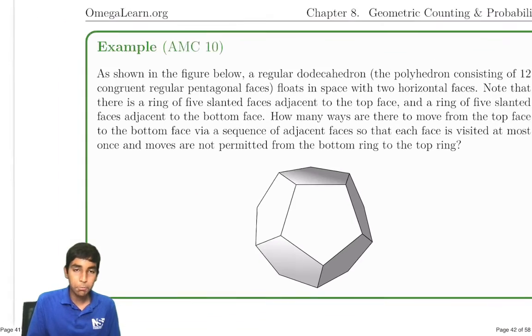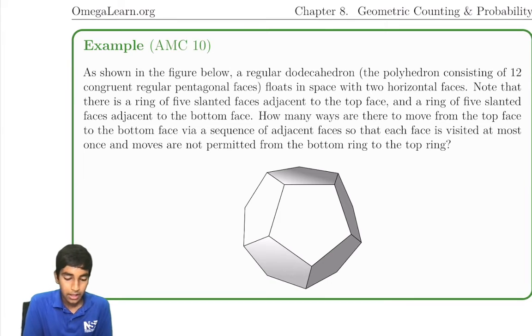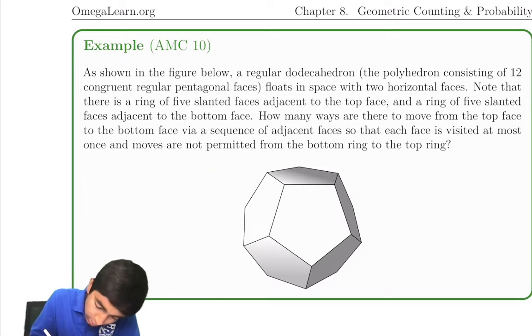Okay, next up, we've got a problem from the AMC 10. As shown in the figure below, a regular dodecahedron, and this is a polyhedron that has 12 pentagon faces, floats in space with 2 horizontal faces. What is the problem referring to? It's referring to these faces over here.